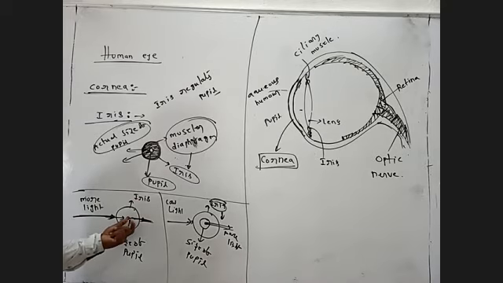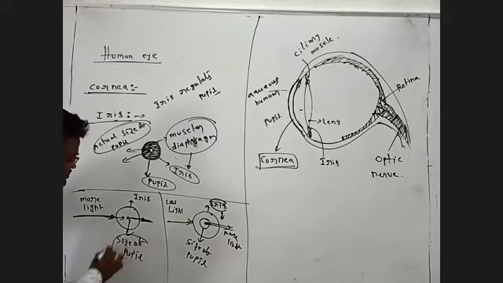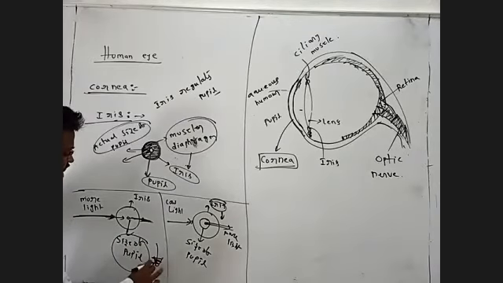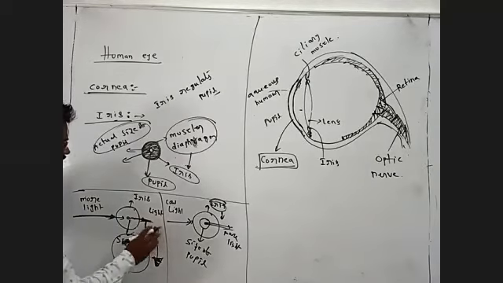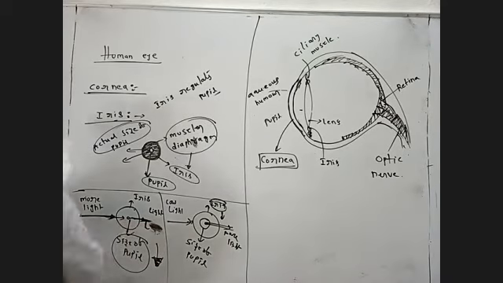The iris will contract the size of the pupil. The size of the pupil decreases. Less light is allowed.